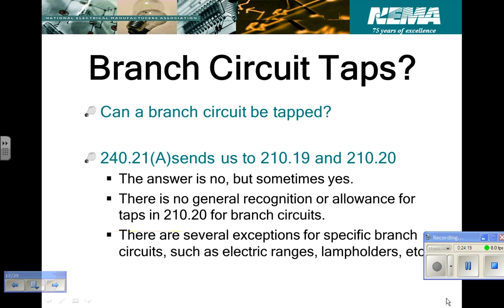Can a branch circuit be tapped? 240.21(A) sends us to 210.19 and 210.20. Sometimes is usually the answer in any code question, not yes or no. It's like asking a question in law. Can you drive 70 miles an hour? No, most of the time. In other words, sometimes, right?